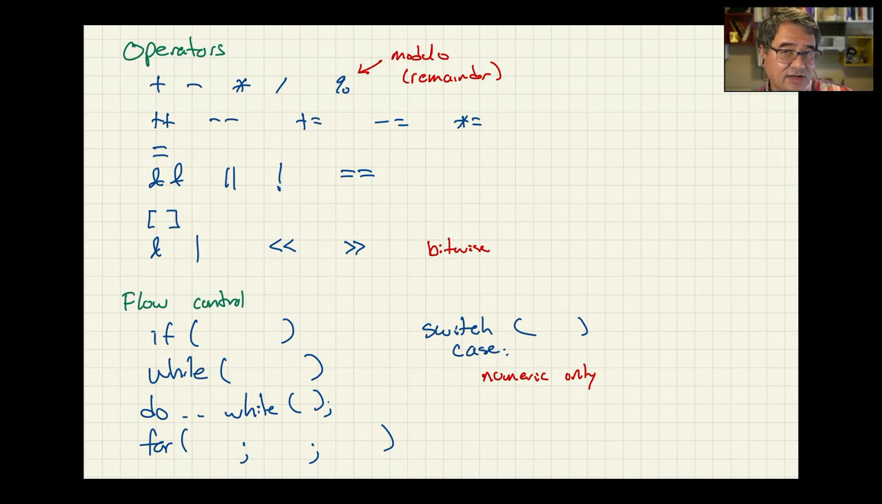Java has two kinds of for loops. The classic kind with the initialization, condition, and increment with semicolons separating the pieces. And it's got a newer kind that was added later on. But C only has the classic kind.